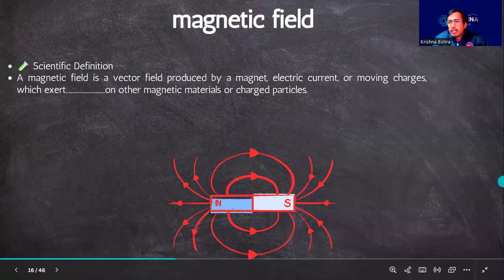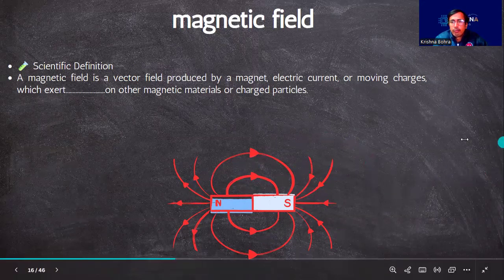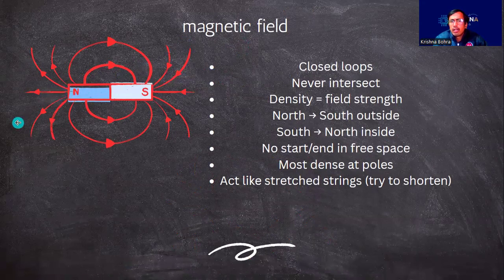But in reality, these magnetic field lines do not exist. You might also have observed that a bar magnet simply looks like a cuboidal shape. It doesn't have this spidery type of network. So we call it a magnetic field, and the magnetic field has some characteristics.